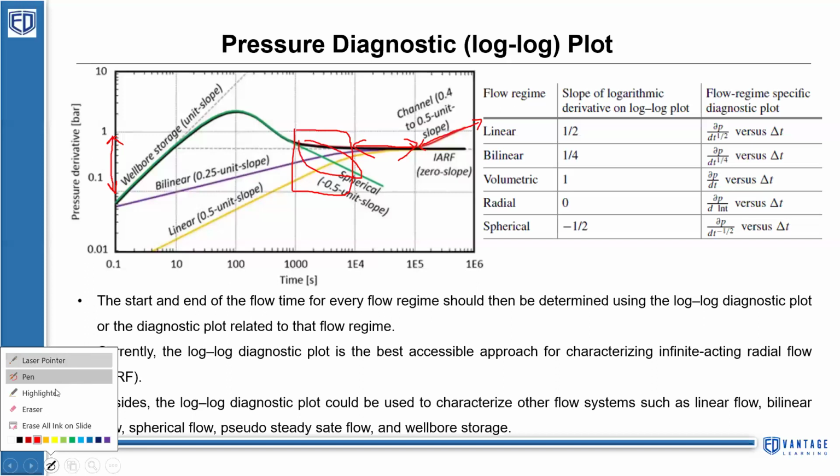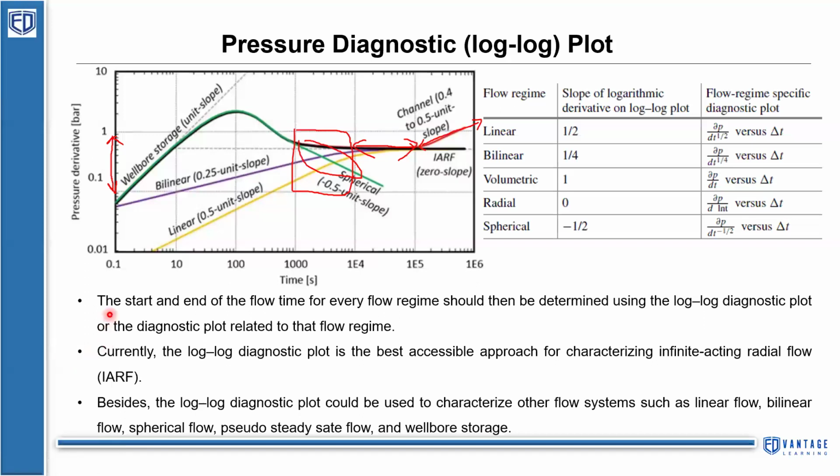So some conclusions on this. The start and end of the flow time for every flow regime should be determined using the log-log diagnostic plot. Currently, the log-log plot is the best accessible approach for characterizing infinite acting radial flow. Besides this, the log-log plot can also be used to characterize other flow systems such as linear flow, bilinear flow, spherical flow, fluid flow, and wellbore storage. Some useful features of this log-log plot. That is the main essence of this PTA.